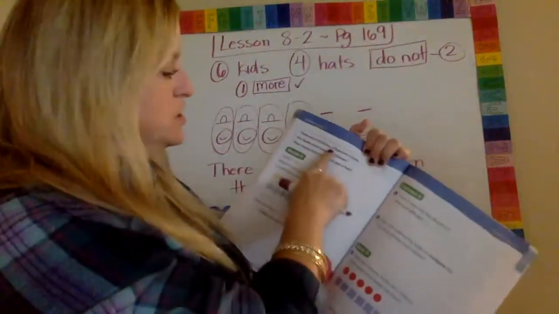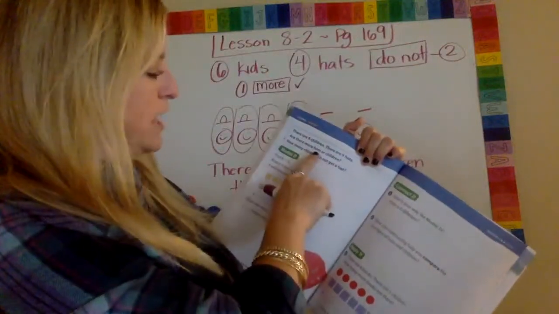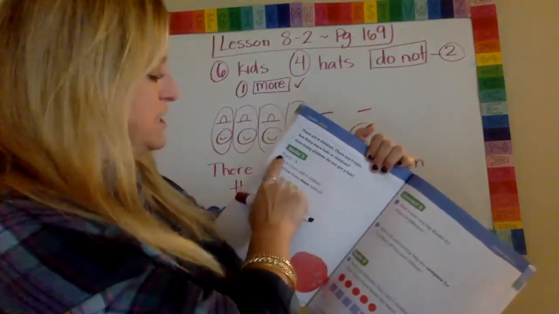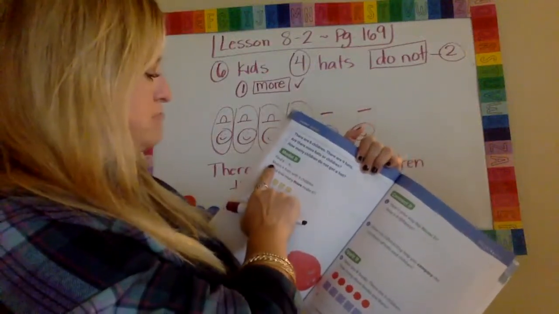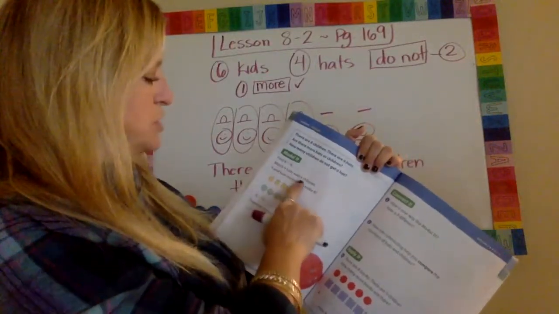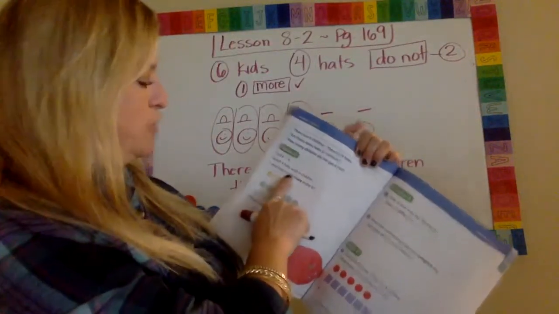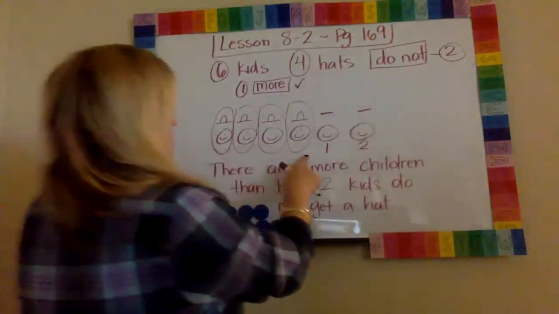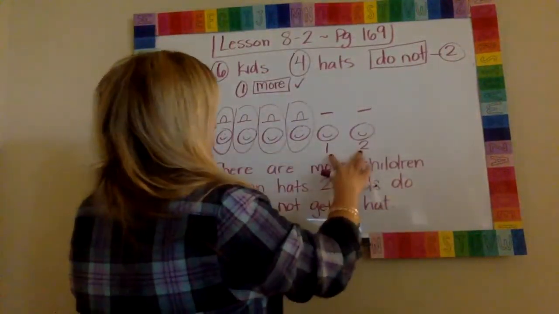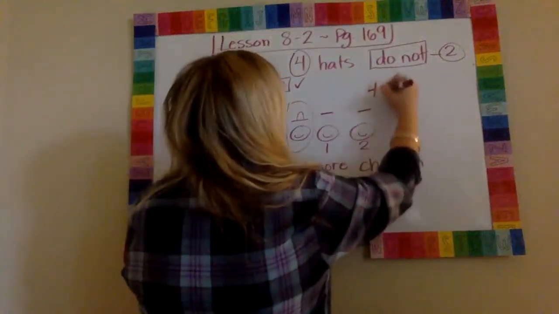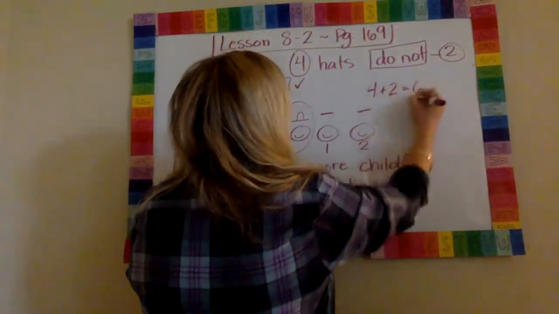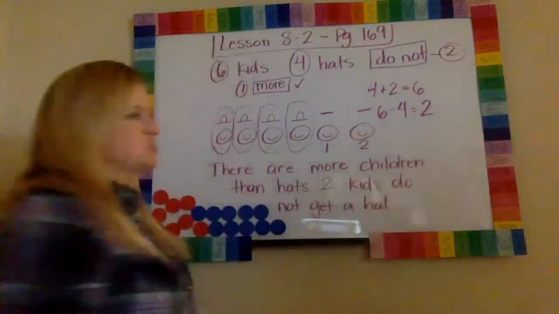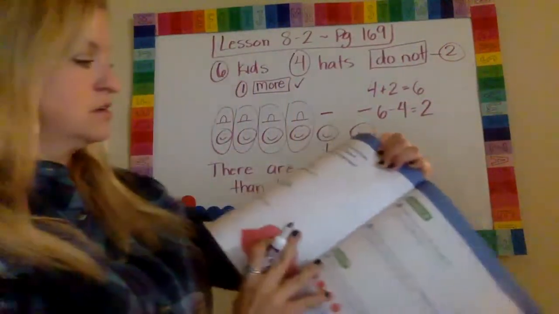There are 6 children. There are 4 hats. Are there more hats or children? How many children do not get a hat? Find 6 minus 4. Match 4 hats with 4 children. 4 and how many more make 6? So we have 4, 5, 6. So 4 plus 2 equals 6, or 6 minus 4 equals 2, just depending on how you look at it.